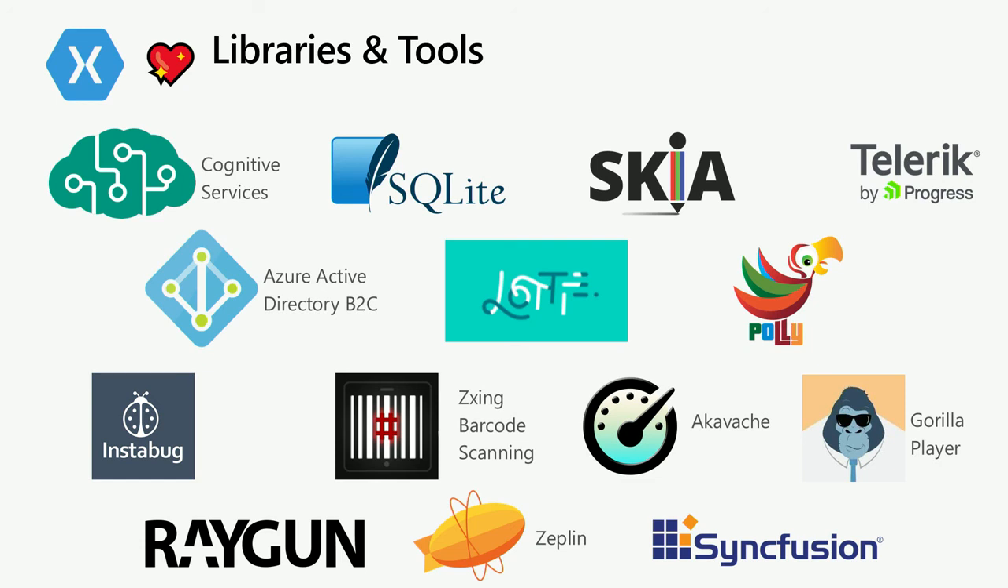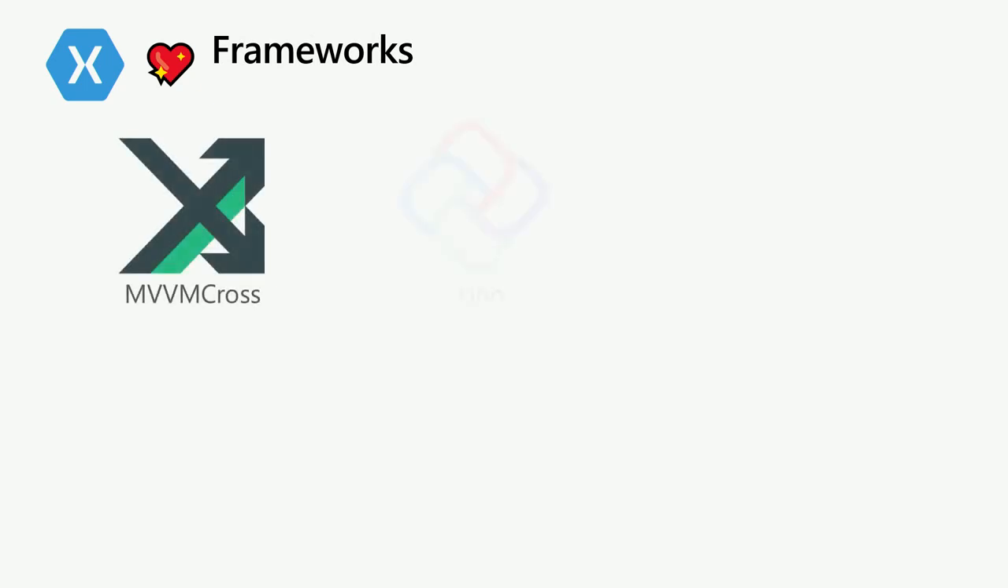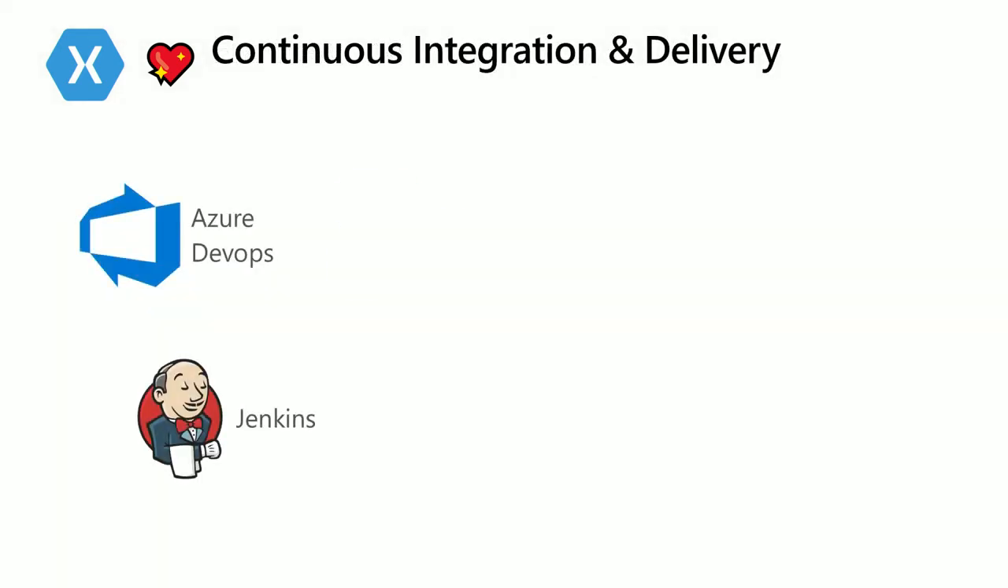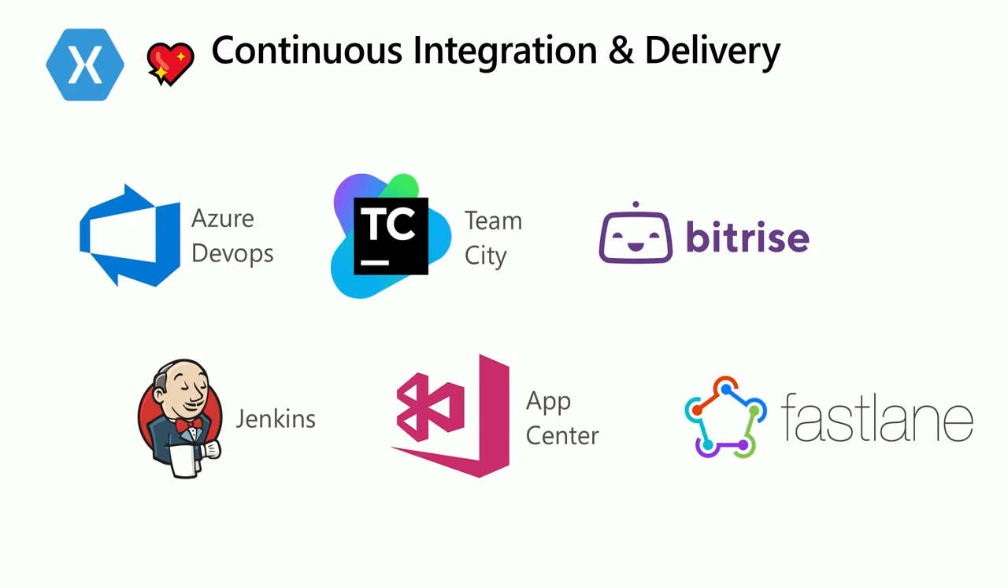like Lottie, Zebra Crossing for barcode scanning, and great ecosystems such as Syncfusion, Instabug, Raygun, Telerik, things that you may have heard of before. Tons of great frameworks that have been built with and on top of Xamarin to help you be more productive, like Prism or ReactiveUI.